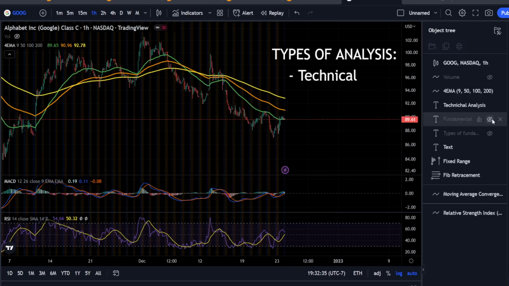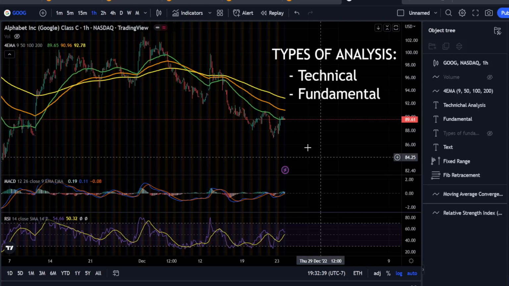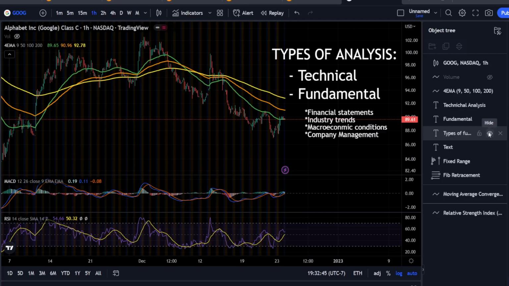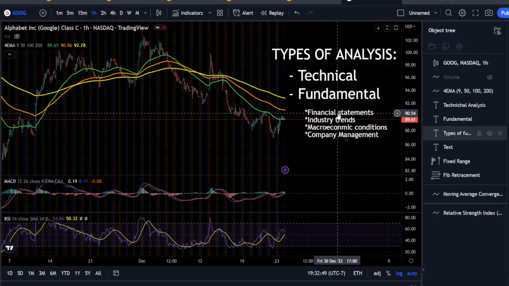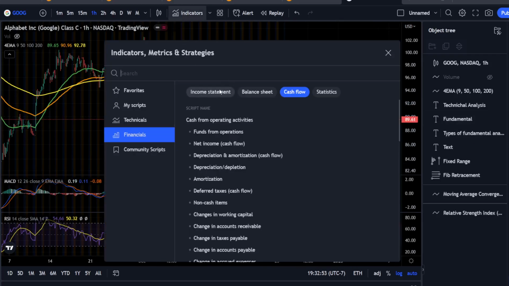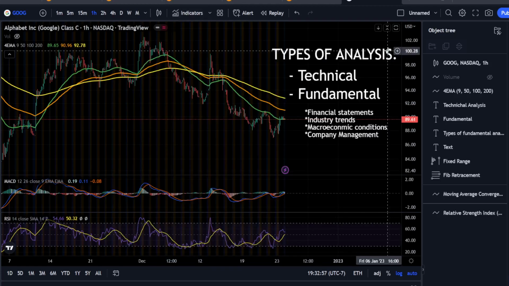So the next type of analysis is fundamental analysis. And this analysis evaluates securities by analyzing their underlying value and the factors that impact their price in the long term. Some of these factors include financial statements, these ones, income statement, balance sheet, cash flow, etc.